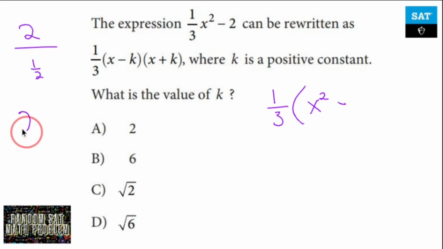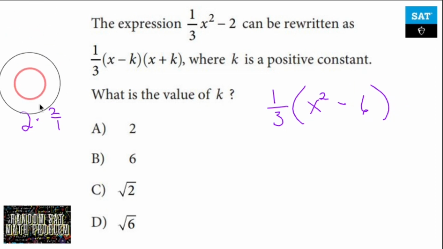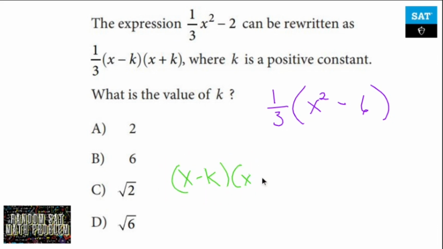dividing by a fraction means multiplying by its reciprocal. If I divide by a third, I'm multiplying by 3 over 1. So I get 6. Now, they want me to make this a difference of squares. What's difference of squares? It says that x minus k times x plus k comes from x squared minus k squared.